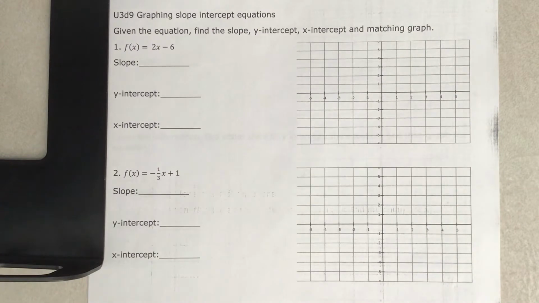Okay. So, if you all can read the directions, given the equation, we're going to find the slope, y-intercept, x-intercept, and we're going to graph. Right? We're not going to pick the matching graph. We're actually going to graph.